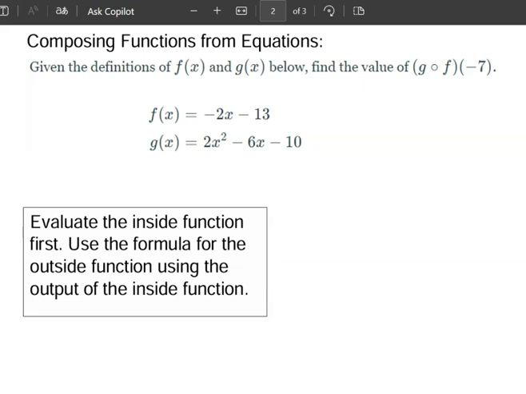Composing functions from equations. Given the definitions of f of x and g of x below, find the value of g of f of -7. We have f of x equals -2x minus 13, and we have g of x equals 2x squared minus 6x minus 10. You want to evaluate the inside function first. This can be written as g of f of -7. So we're going to find this first.